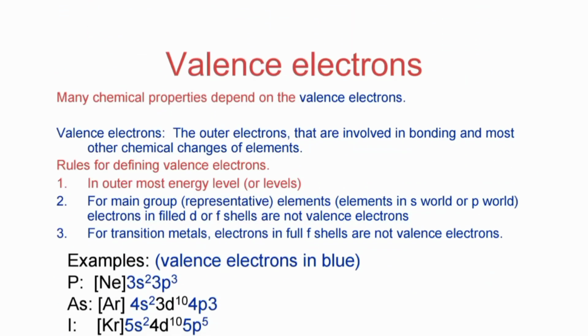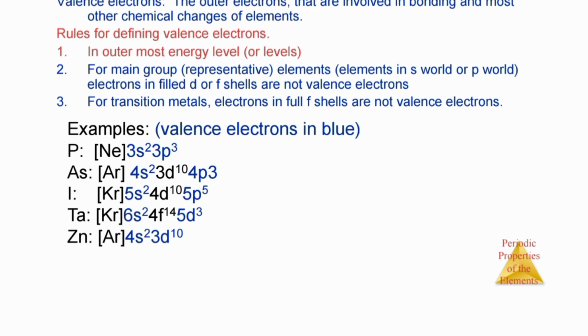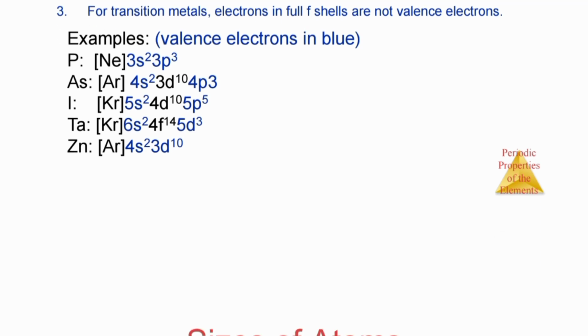Valence electrons. Many chemical properties depend on the valence electrons. These are the previous rules. In the outermost energy levels, valence electrons are shown in blue. Here you can see these are valence electrons. These take part in most of the chemical reactions and bonding.